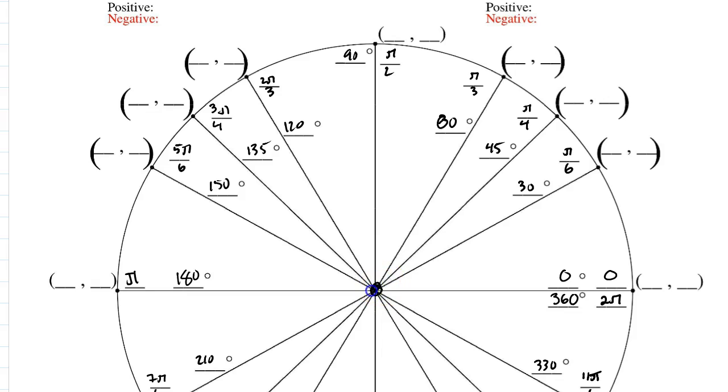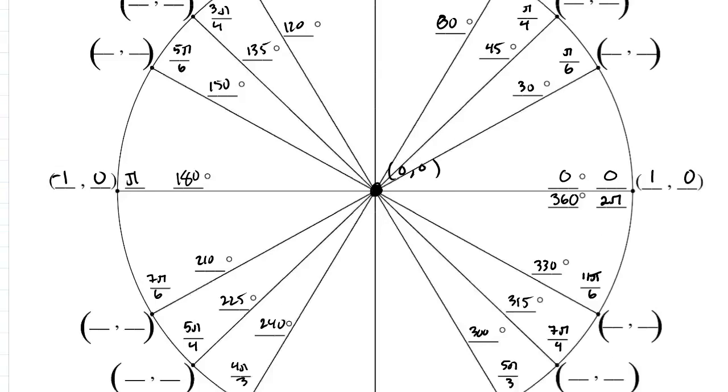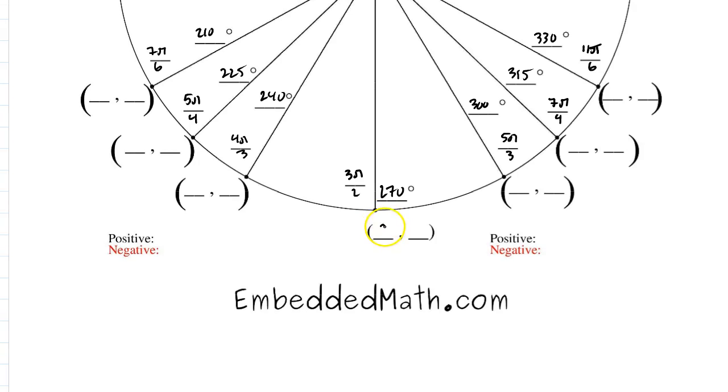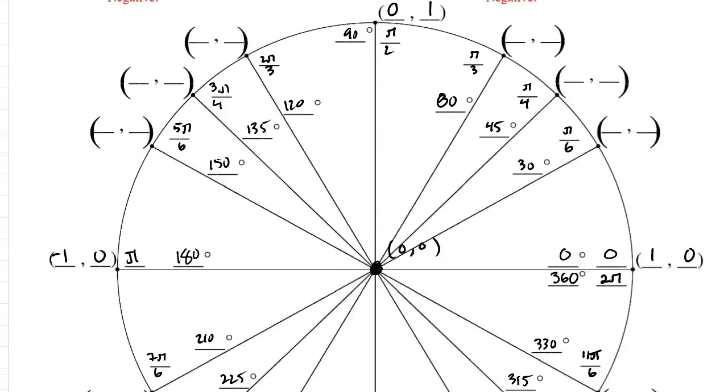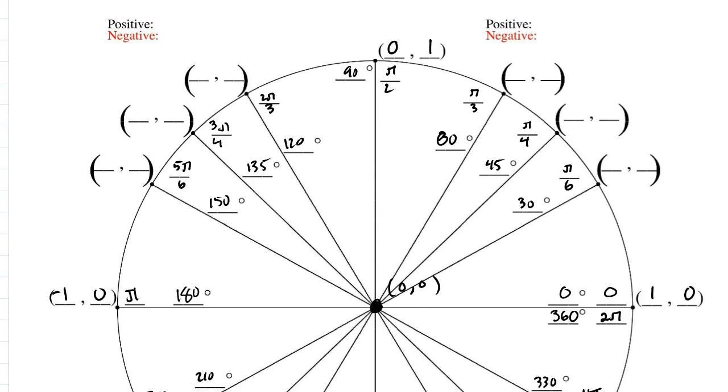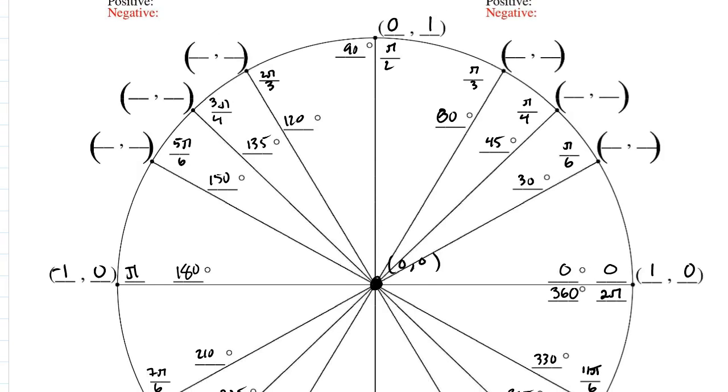So this right here is the origin 0, 0. If I go over 1, it's going to be 1, 0. So this one up here is 0, 1. This spot is negative 1, 0. And this is going to be 0, negative 1. Okay. Now, what's the point here? The thing you need to keep in mind is that cosine is your x and sine is your y.